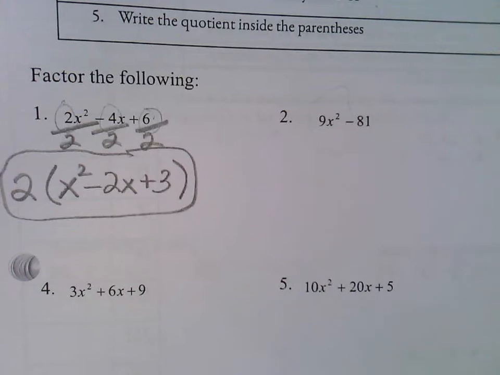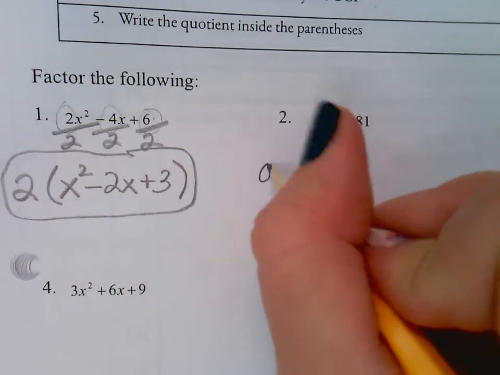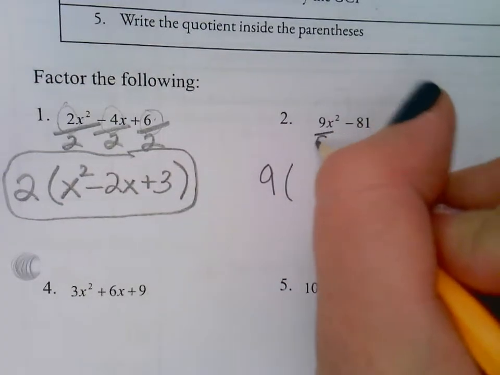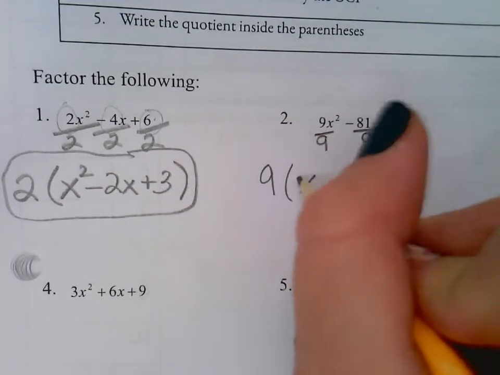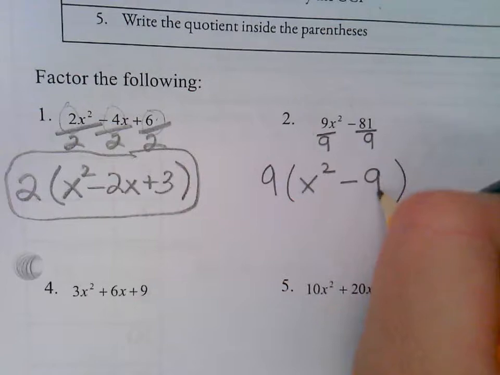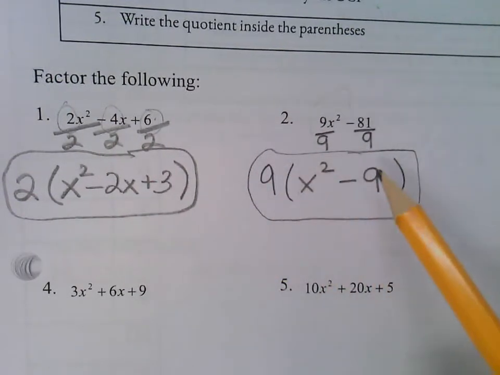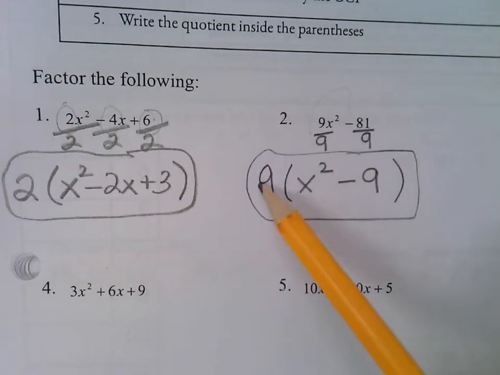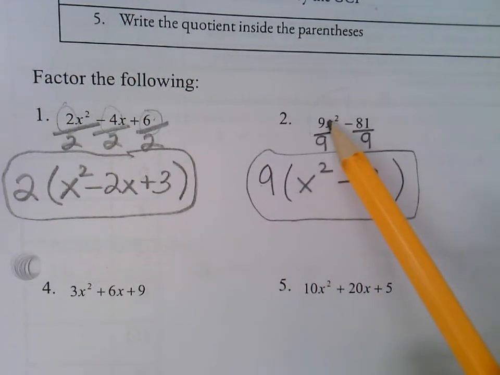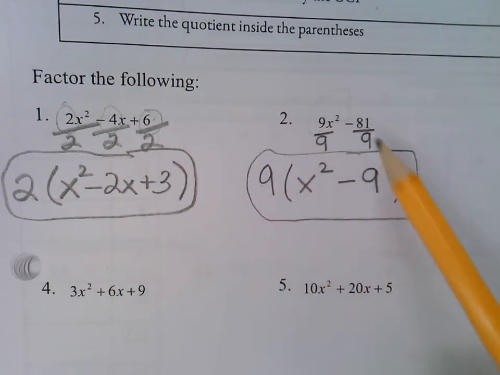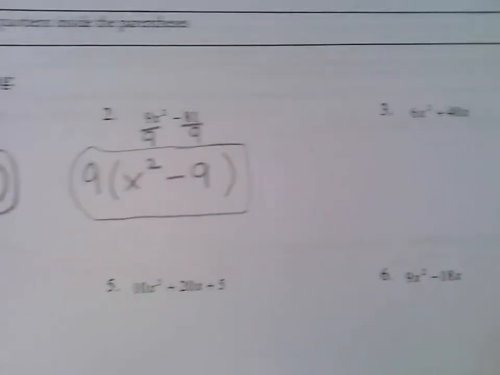Okay, what could I divide both terms by in this equation? I could take out a 9. If I divide by 9 on both sides, I would have x squared minus 9. So I divided out a 9, and then I wrote what was left. If you distribute, 9 times x squared should give you back your 9x squared. 9 times -9 should give you back your -81.